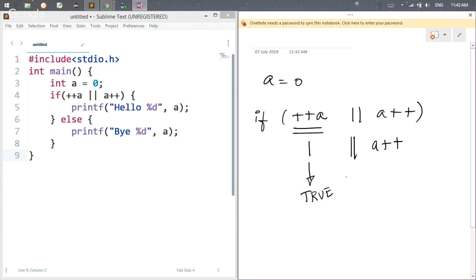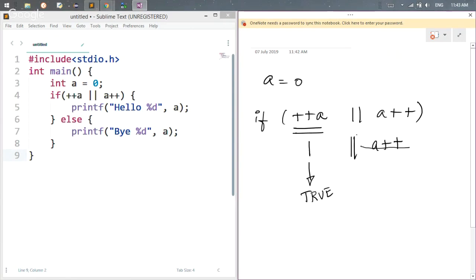So if the first input is true, please do not execute the second operand at all. Please do not execute a plus plus again, because if the first input itself is true, why do you have to evaluate the second input? That is not required for OR operator, right? So the first input itself is true. If the first input itself is true, you don't have to evaluate the second input.